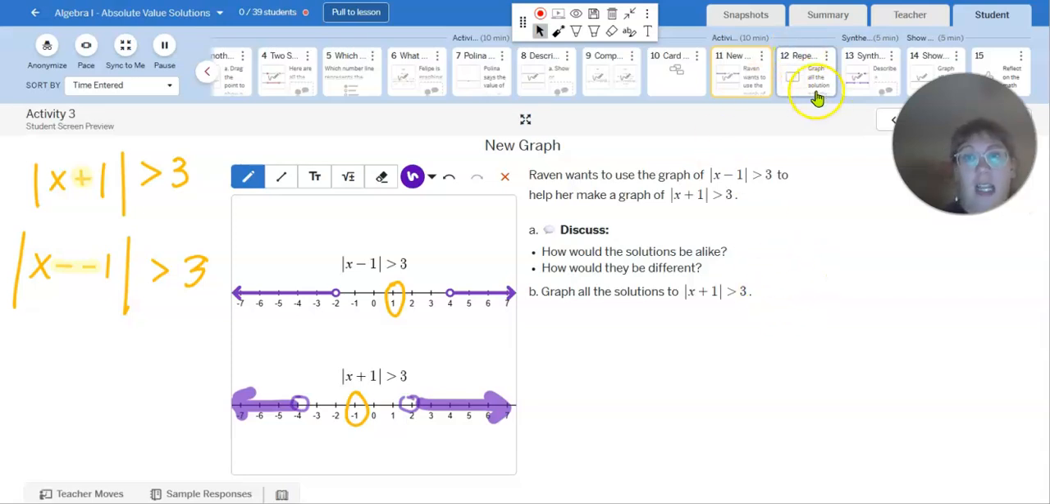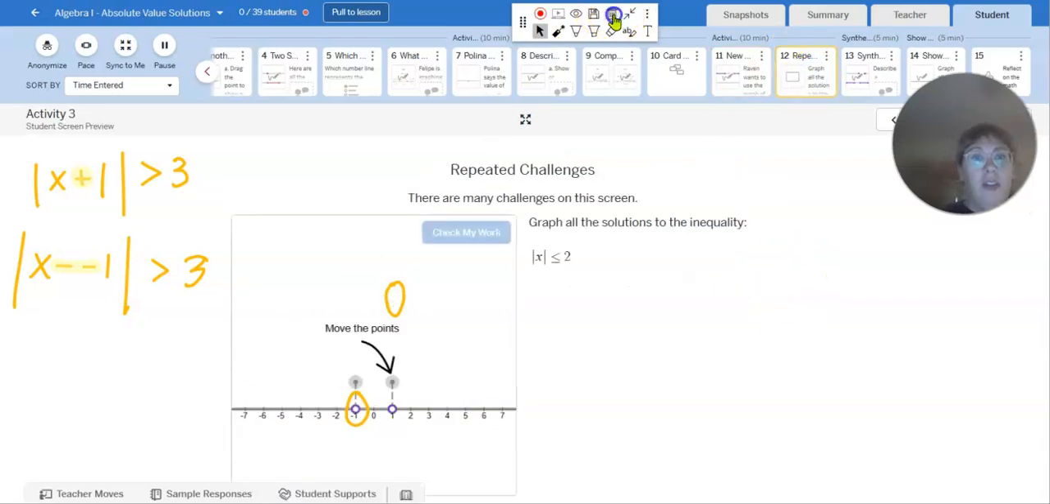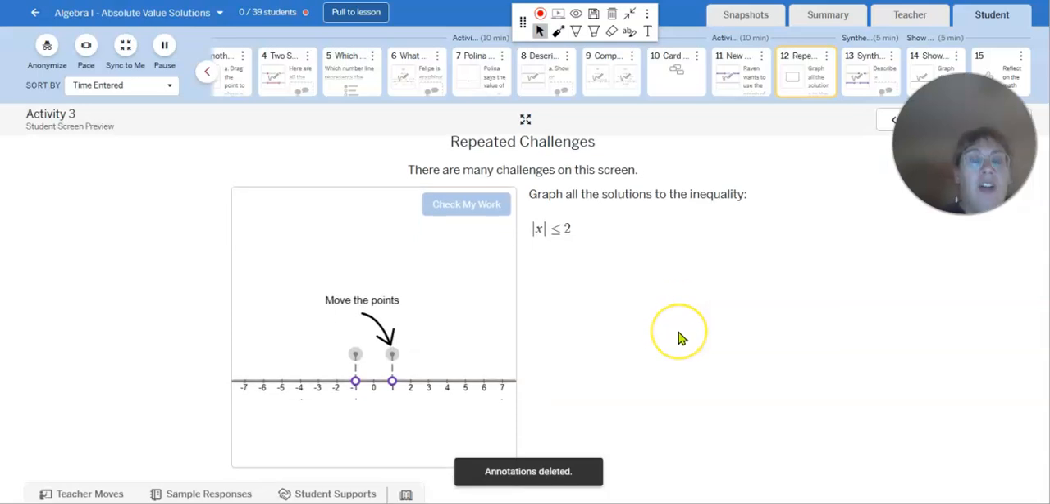When you're all set, go to slide 12. There are many challenges on this screen. This is that repeated challenge. So this is built in for you to get that extra practice. Make sure you are doing many of these. It says, graph all the solutions to this inequality. The absolute value of x is less than or equal to 2.